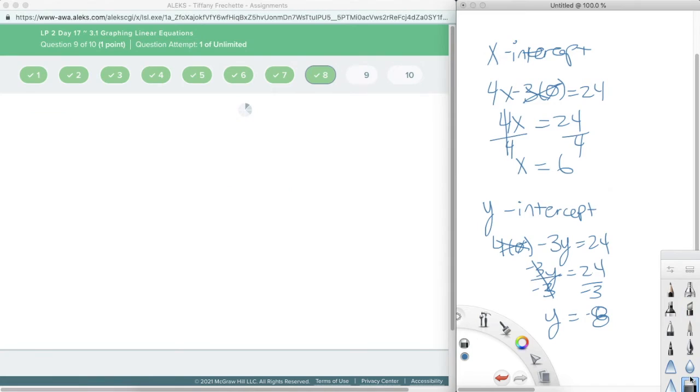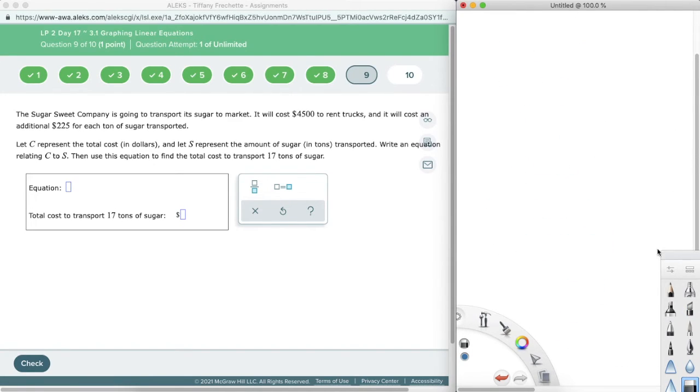All right, this last one. So we have a little bit of a word problem here. It says the Sugar Sweet company is going to transport its sugar to market. It will cost $4,500 to rent a truck, and it will cost an additional $225 for each ton of sugar transported. Let C represent the cost, the total cost. So C is our total cost. And let S, and I do these little crosses so you know it's an S and not a 5, represent the amount of sugar.